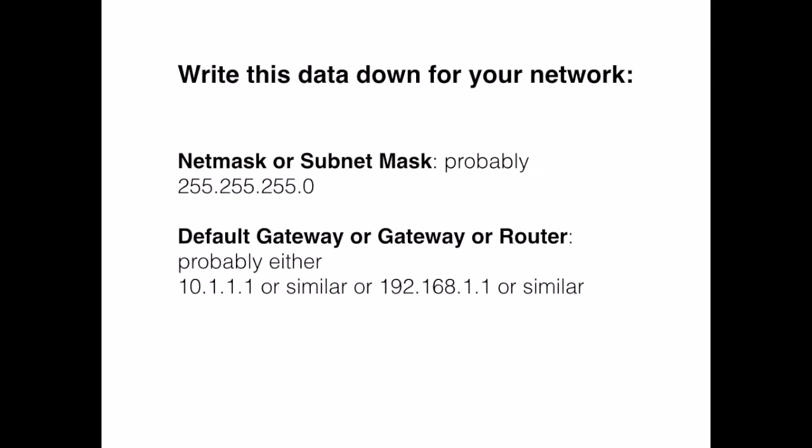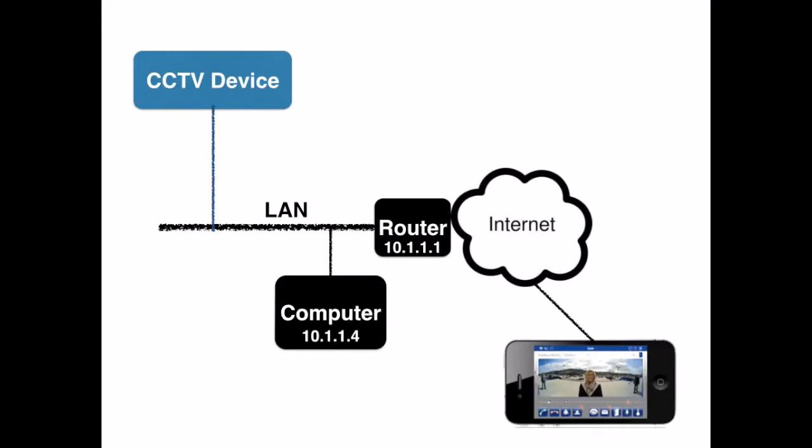This is the data that you need to write down for your network. Okay, the net mask and the default gateway. Great, so that's what we know so far. Next, we have to find out if our CCTV device is set up correctly. You see, if its network settings don't match your LAN network settings, then this ain't going to work. The other thing you need to write down is the port.